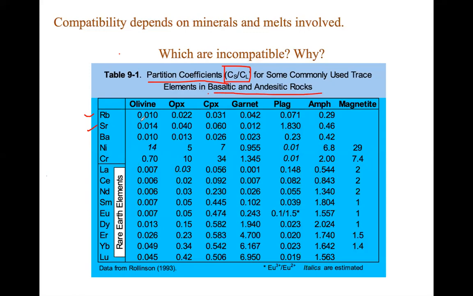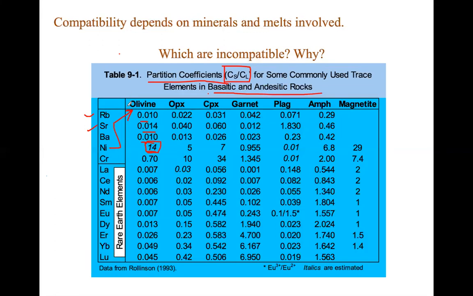You can see olivine 0.01, 0.01, 0.01, nickel 14. It's very large, right? Nickel. So that indicates nickel has high compatibility to olivine. If you have a high partition coefficient, that particular element prefers that phase a lot. So whenever crystallization happens, almost all the nickel available in the system can be concentrated within the olivine.